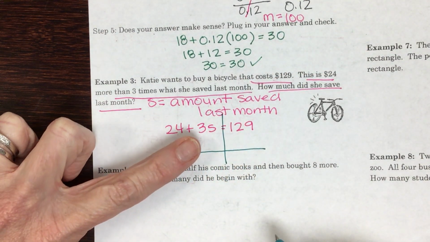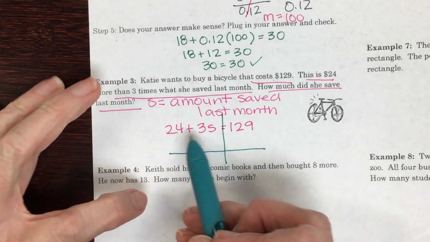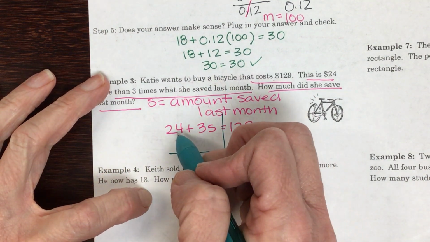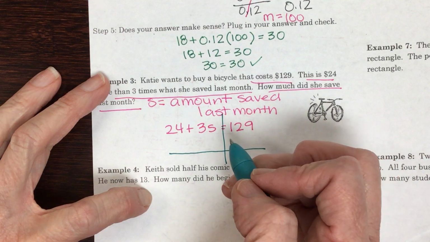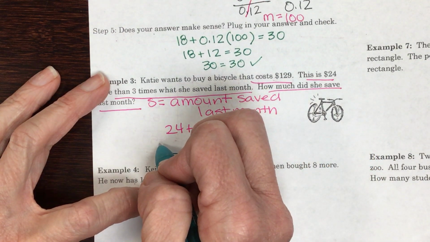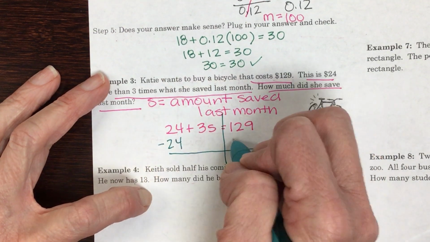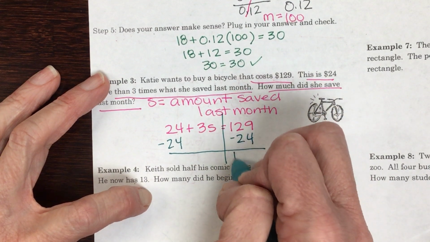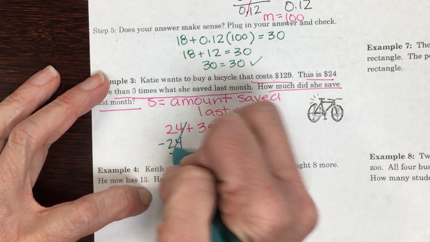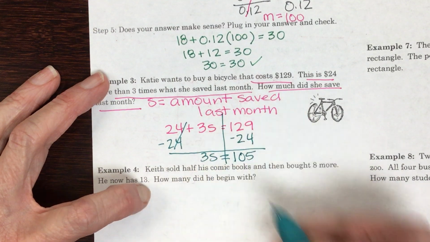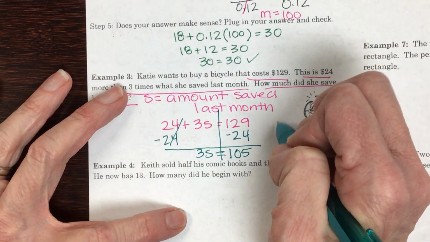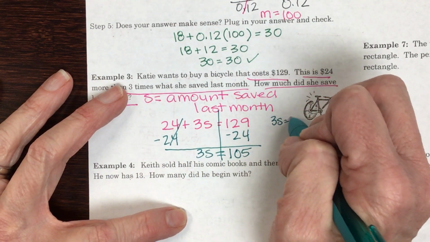I want to keep this 3S on this side of my balanced equation, so I'm going to take care of this 24. So I have positive 24, we're going to do to both sides. What am I going to do? Subtract 24 from both sides. You get 105, and left with 3S on this side. Now, I'm going to move up here so I have some space. So 3S equals 105.